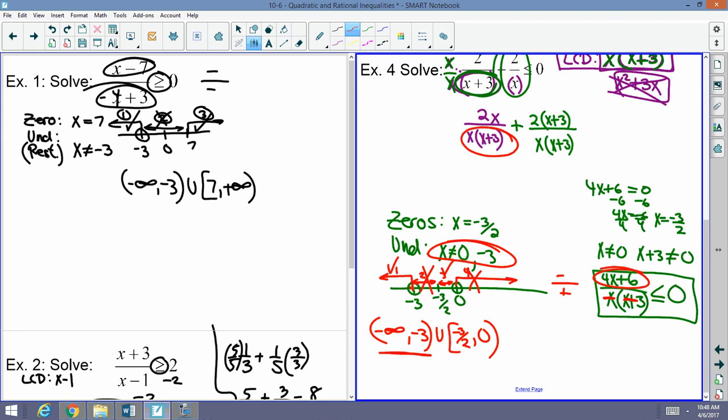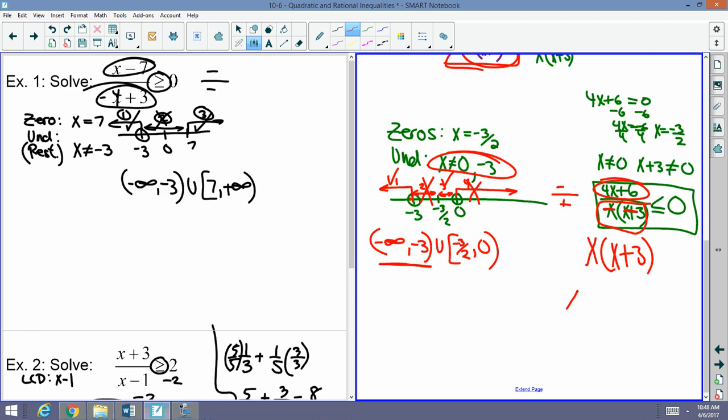Yeah, for the undefined, I set the denominator equal to 0. So this is my denominator, right? X times x plus 3. So I set x not equal to 0 and x plus 3 not equal to 0. So x cannot equal 0 or -3. You got it? Sure? Thank you, brother. Any other questions, gentlemen?